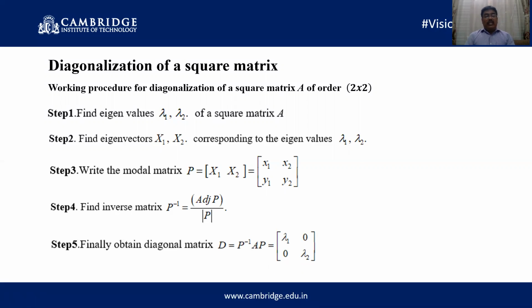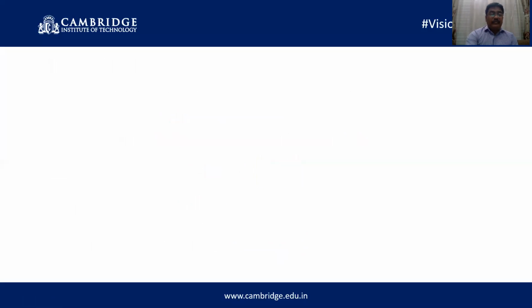In the last step, obtain the diagonal matrix capital D by using this equation: capital D is equal to P inverse A into P. Here P is the model matrix, P inverse is the inverse of the model matrix, and A is the given matrix. By multiplying these three matrices, we get the required diagonalized matrix for a given square matrix.